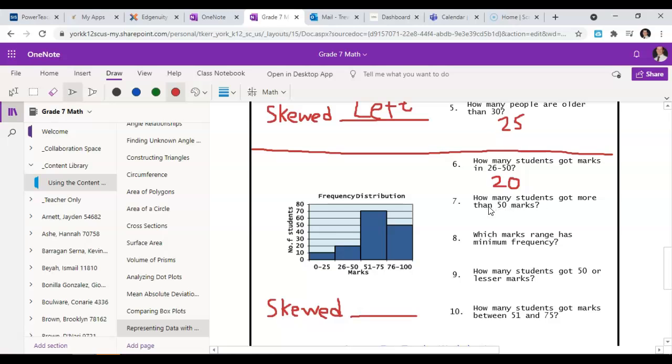How many students got more than 50 marks? Let's see here. Here's the cutoff for 50. And so we're saying more than that would be all of these students combined from here to here. And so I need to find out how much is in each category. Well, this one's 70. And this one over here is 50. And so all of those students scored more than a 50%. And so adding those up, well, 50 plus 50 is 100. And there's an extra 20, so that's 120 students.